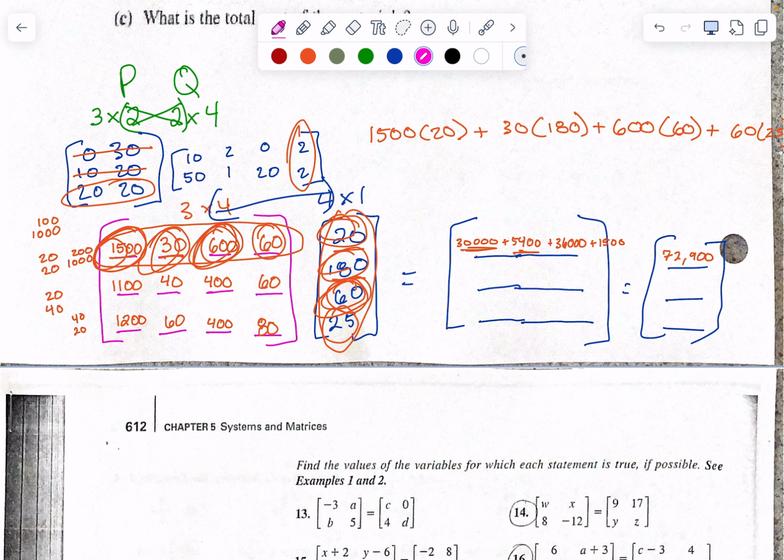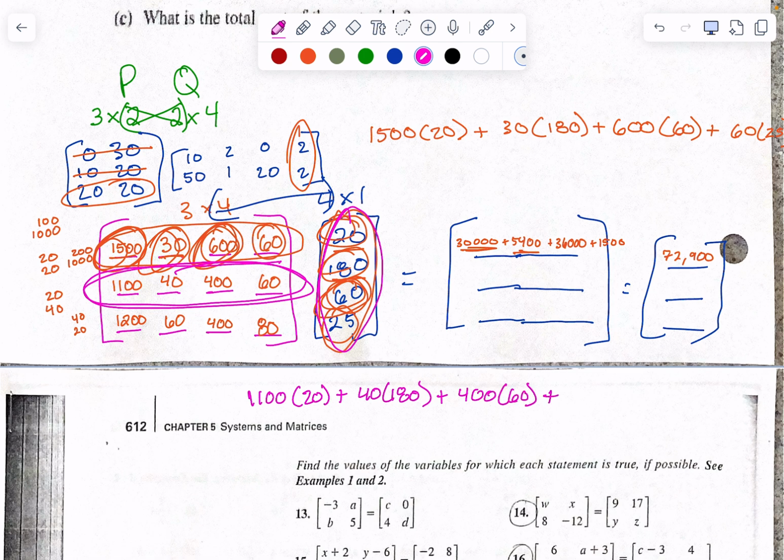All right. Okay, so next row would be this 1,100 times these guys. So you have 1,100 times 20 plus 40 times 180 plus 400 times 60 plus 60 times 25. That old big fat thing. And that goes in the second. I got 54,700. Yeah, and I got 6,088. Okay, then you multiply the last one, and you got what? 60,800. Each year. Okay.